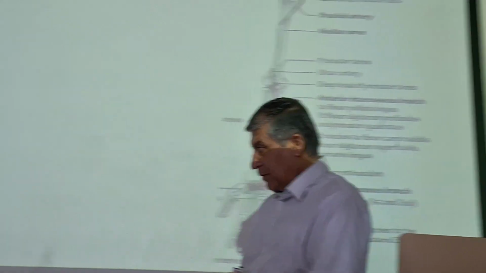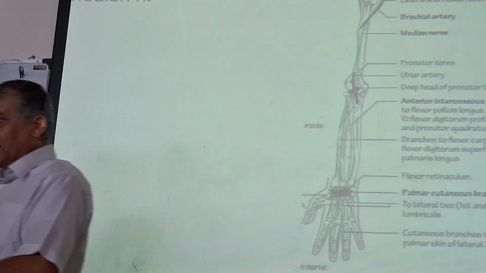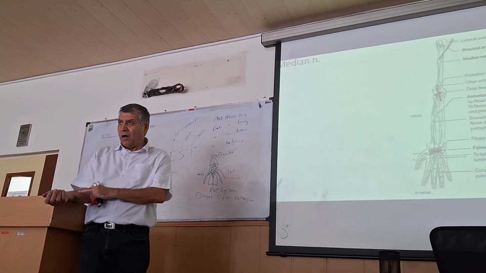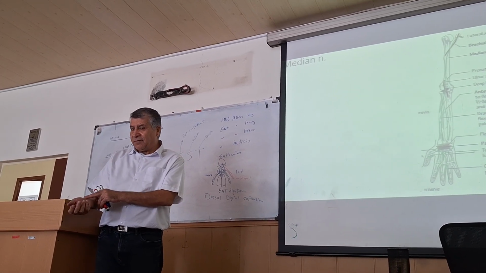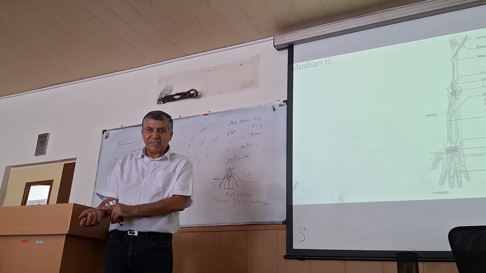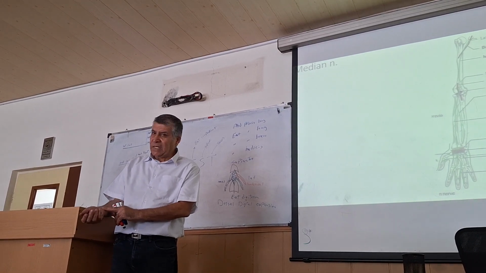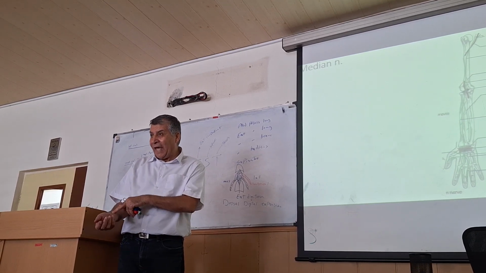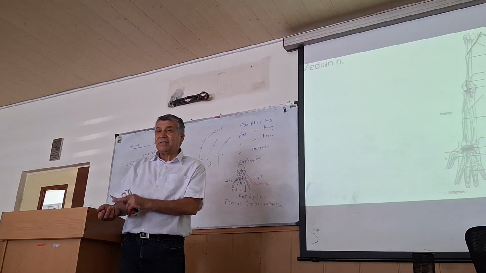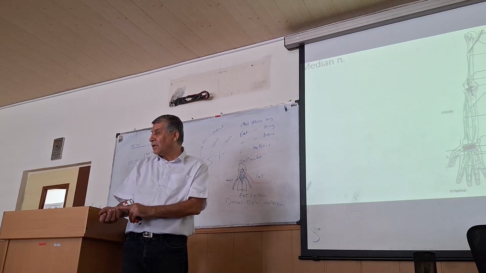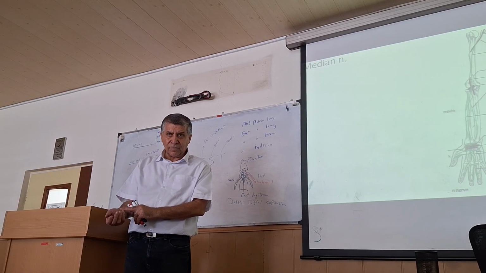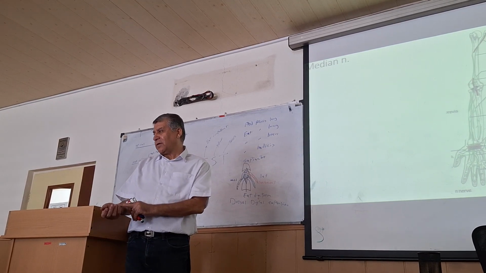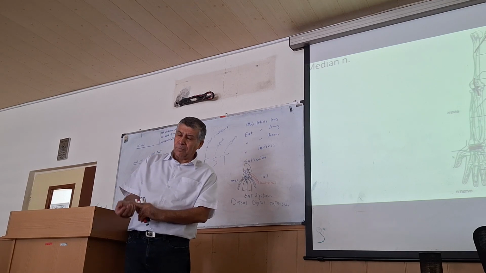Flexor retinaculum. The deep fascia of the forearm is thickened on the anterior surface of the wrist and forms the flexor retinaculum. There is a space between the flexor retinaculum and the carpal bones. This area is called the carpal canal. Which structures pass through the carpal tunnel?